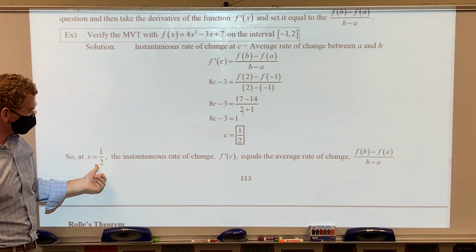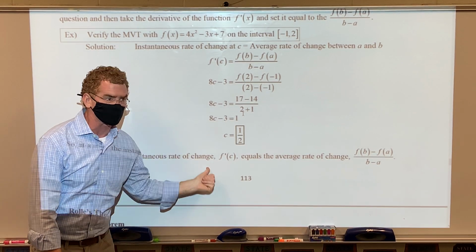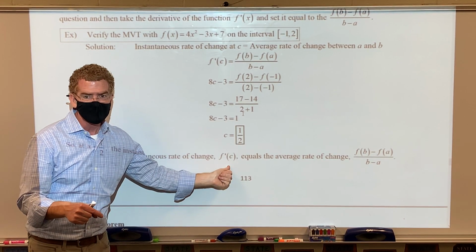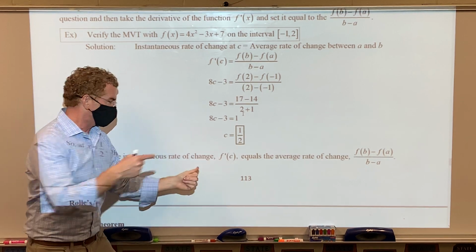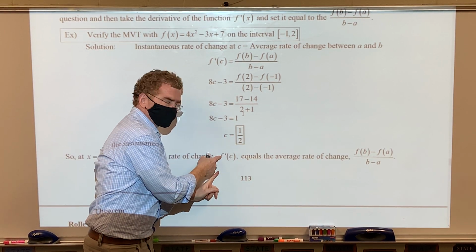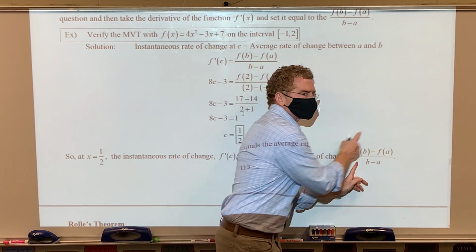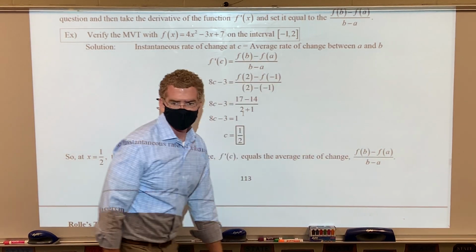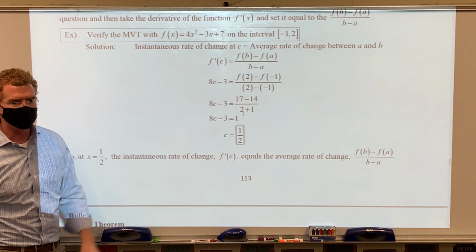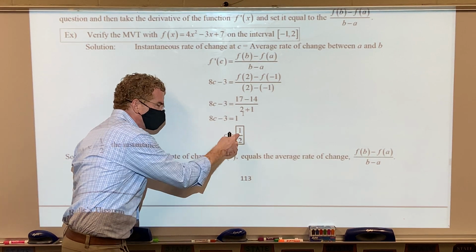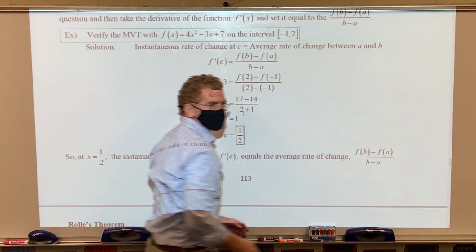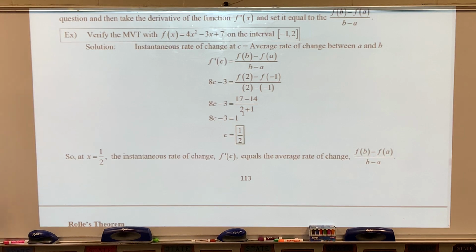And I guess I could write out at x equals 1/2, and Jack said this great a second ago, the instantaneous rate of change. Remember, a derivative is the slope at a value. The instantaneous slope equals the average rate of change from beginning to end. That's what average rate of change is, slope from beginning to end. So the slope at that spot at C is the same as the slope from beginning to end. And you just verified the mean value theorem.